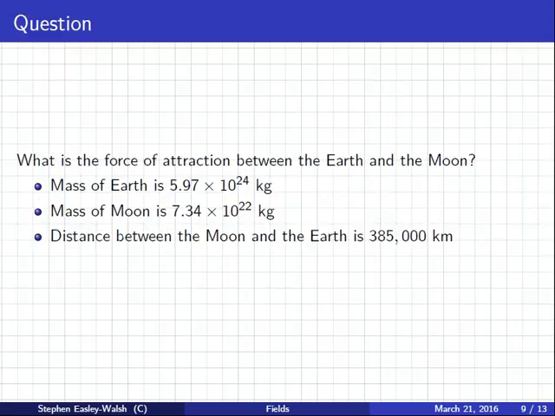Right, so let's see, we have a couple of questions. So let's try this one. What is the force between the Earth and the Moon? And here's some information. So if we can write this one down.